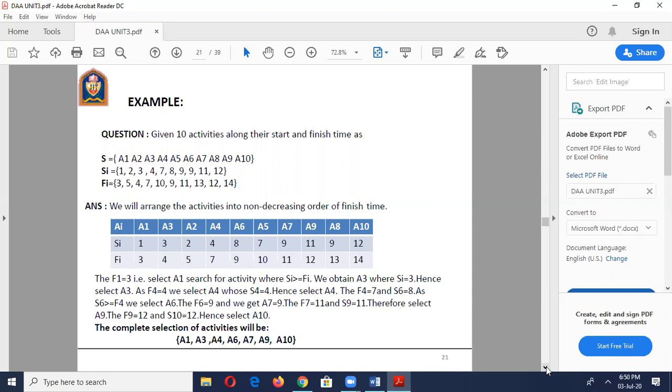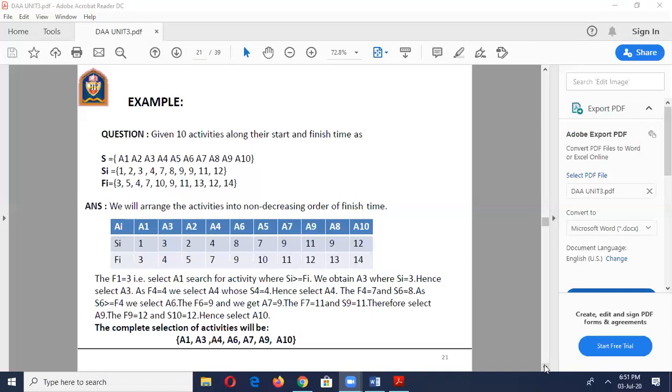So now we have to arrange the values. We have to arrange the finishing time in ascending order. If we arrange the finishing time in ascending order, then we will get this table. A1 is first, A3 is second, A2 is third, A4 is fourth, A6 is fifth, A5 is sixth, A7 is seventh, A9 is eighth, A8 is ninth, and A10 is the tenth one in the table.